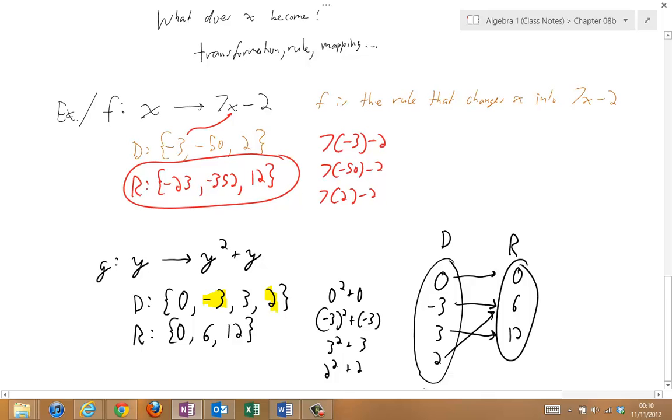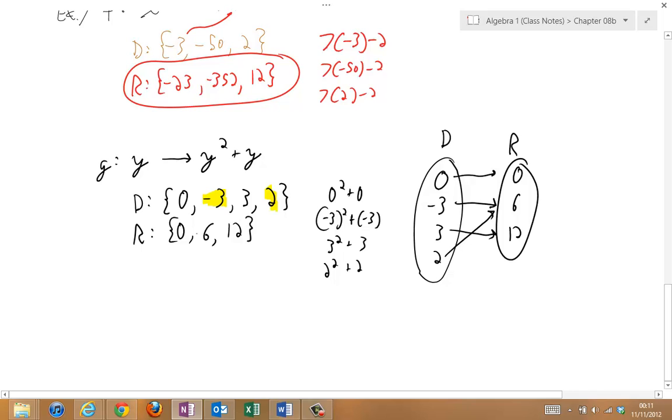So this is a function. It's a function because I know exactly what every piece of the domain becomes. Even though -3 and 2 both went to 6, if you were to ask me what does -3 become, I could give you a definite answer.